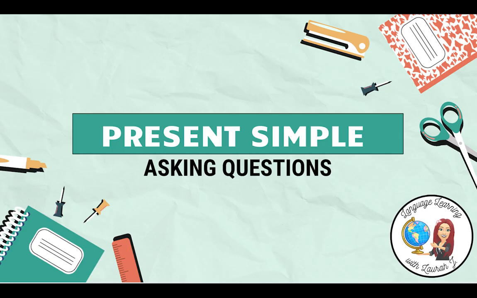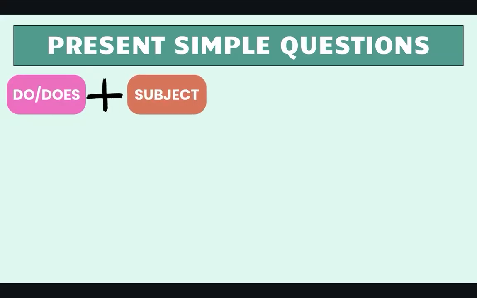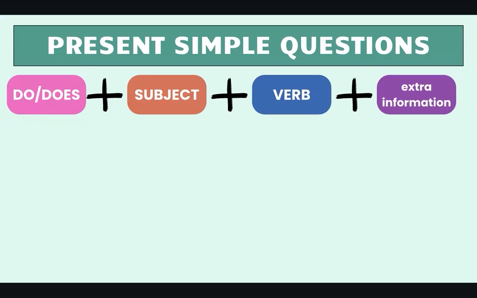Today we have another video in our Present Simple series, and we're going to be talking about asking questions using the present simple tense. Let's jump right in. When asking a question in the present simple, we need to use an auxiliary verb, do or does, followed by the subject, then the verb, and any extra information we need to know about. We always follow a question with a question mark when we are writing.